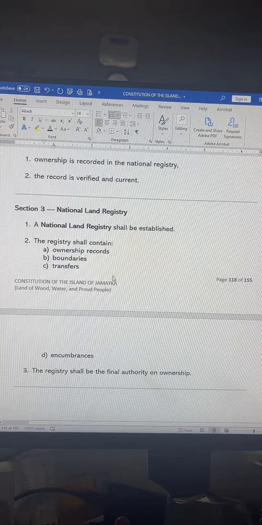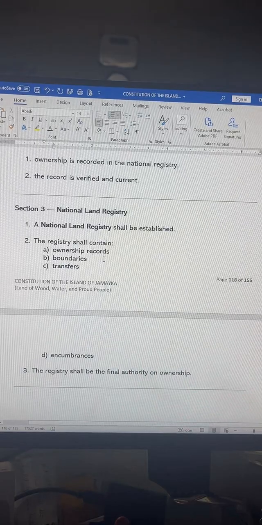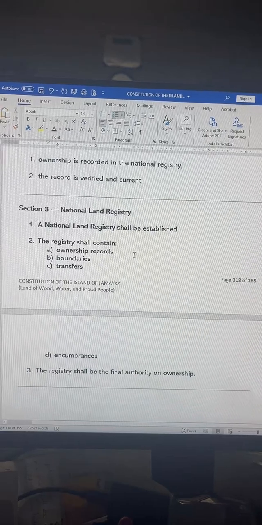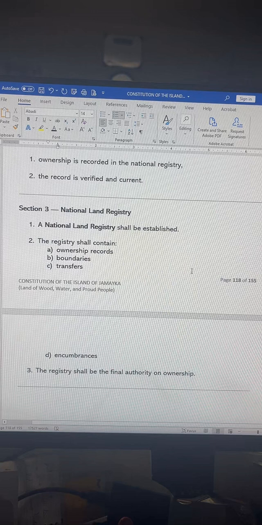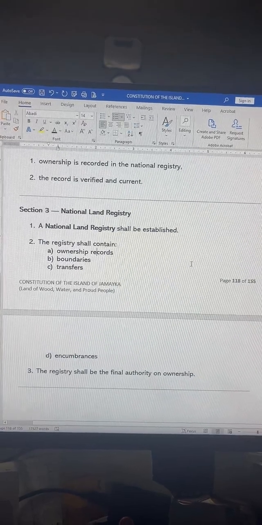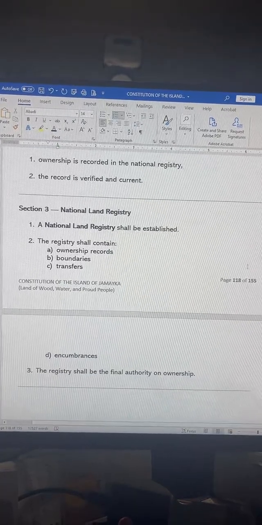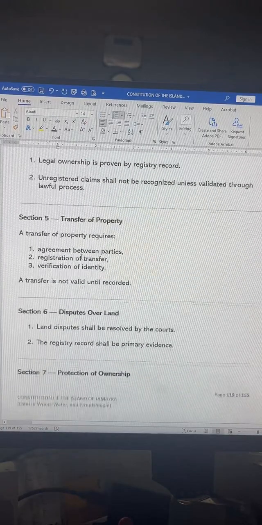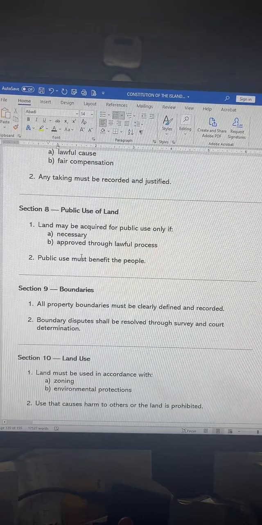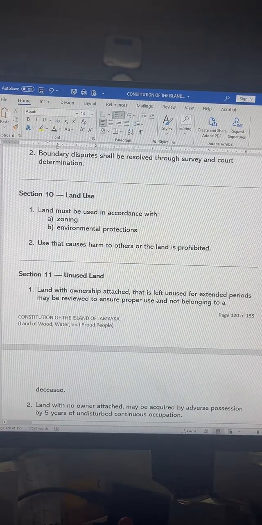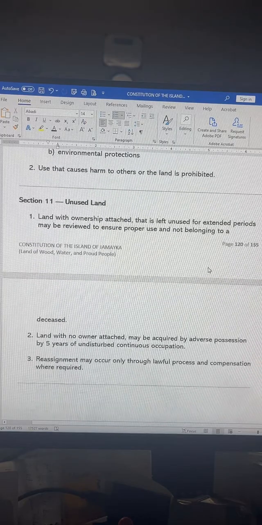If you already have a piece of land, all we need to do is create a system that tracks the ownership. We should not be paying for land. If it is commercial, that is different, and that has to be regulated. But as a people, as natives, we should be entitled to one piece of land for a family, right? We don't need 10 acres and a mule. Basic living space should be enough. Where did we put this? Proof of title, transfer of property, disputes over land, protection of ownership, public use of land, boundaries, land use. Land use must be in accordance with zoning and environmental protection. Use that causes harm to others or the land is prohibited. Unused land.